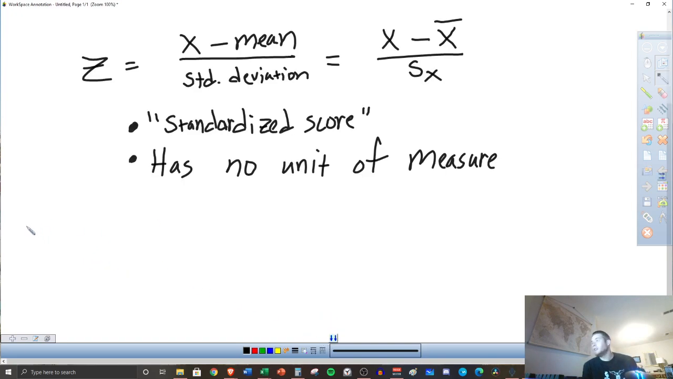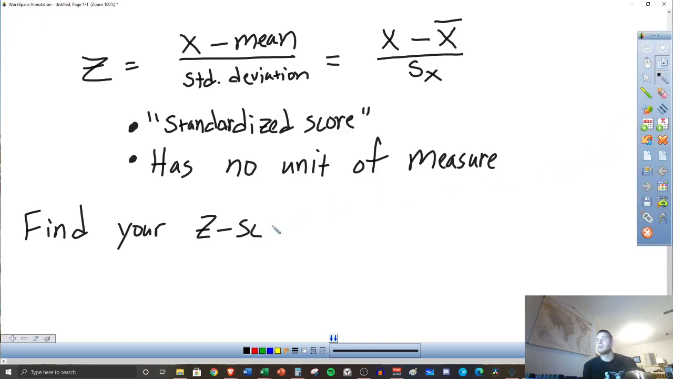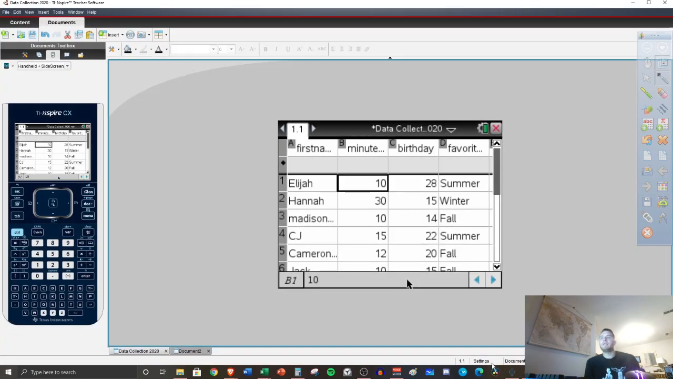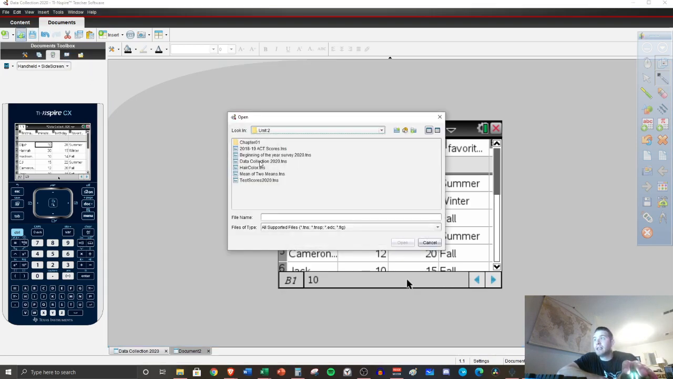Okay, so we're going to go ahead and do this. You want to find your Z-score for height. So you can pull up your calculator. I want you all to do this with me. Open up your calculator, I'll give you a moment. Go to Data Collection 2020. That is this file here in your calculator. I'll pause the video, let you make sure you get that up.